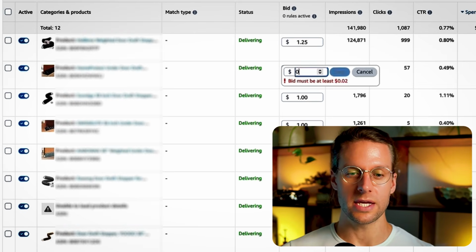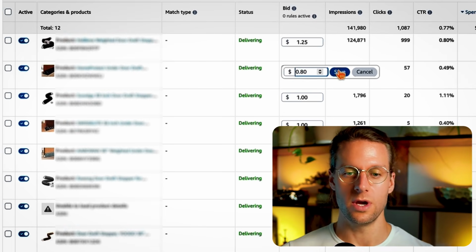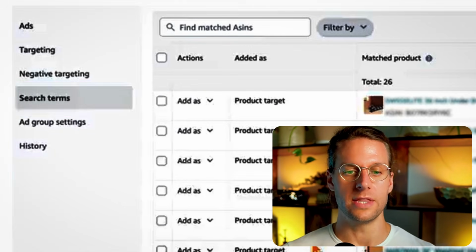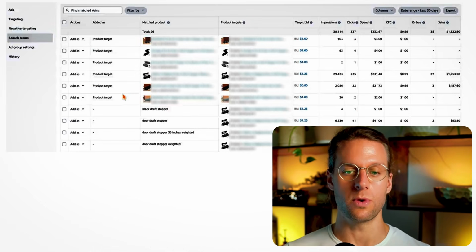Now this second target is also getting some orders at a bit of a higher ACoS, but it's pretty close to our target ACoS, so we're going to down adjust the bid a little bit. Now let's go over to the search term tabs to see where we're actually showing up.